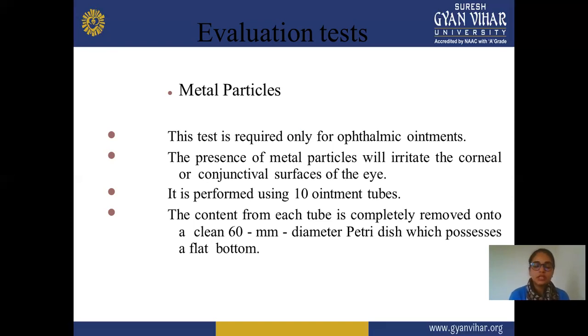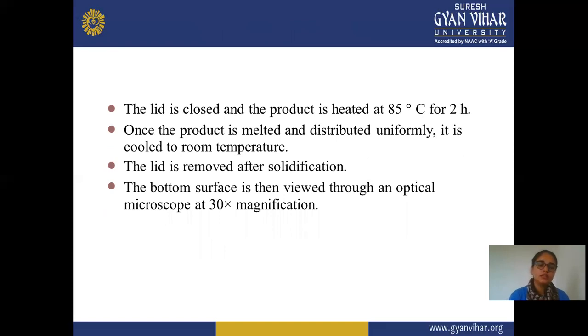Means you remove the complete material present in your tube and clean it completely into a 60 mm petri dish, and the lid is closed, and the product is heated at 85 degrees Celsius for 2 hours. And once the product is melted and distributed uniformly, it is cooled to room temperature. Means after removing this material into the petri dish, you heat it in a closed condition, you close the containers properly, and heating takes place at 85 degrees Celsius for 2 hours. At least 2 hours of heating is required at 85 degrees Celsius.